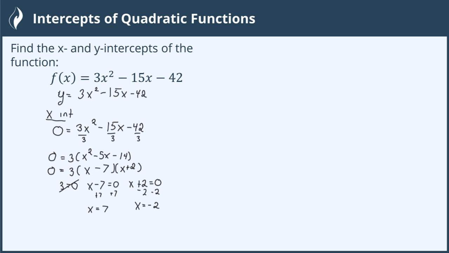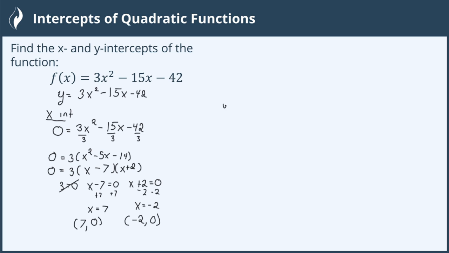To write these as an ordered pair, x is 7, and keep in mind I filled in y is 0. This gives me two x-intercepts, 7, 0, and negative 2, 0.